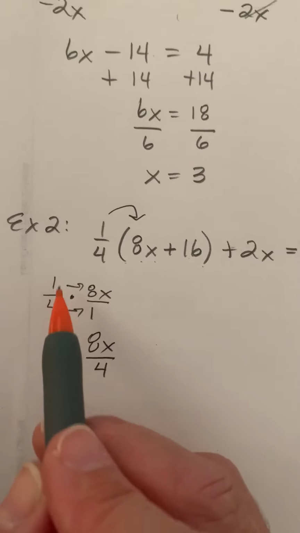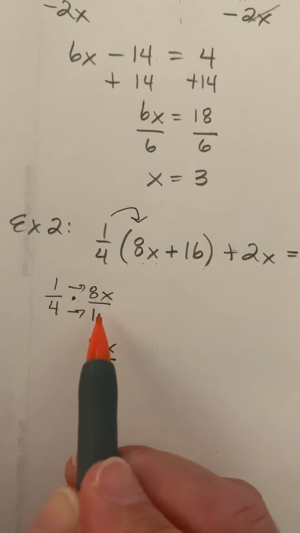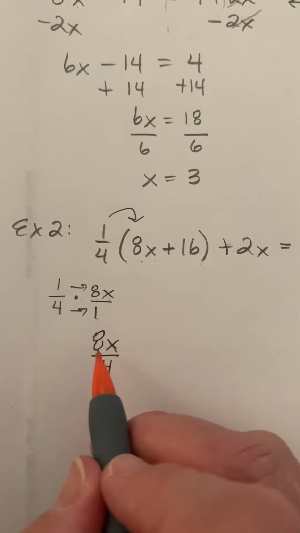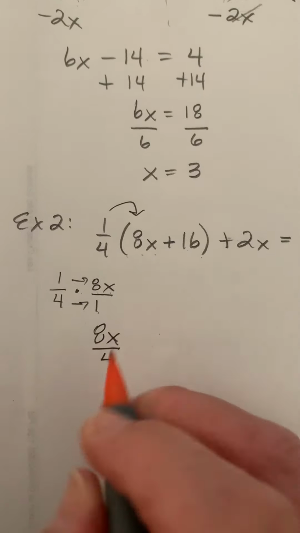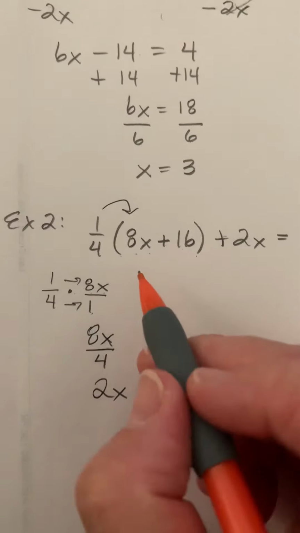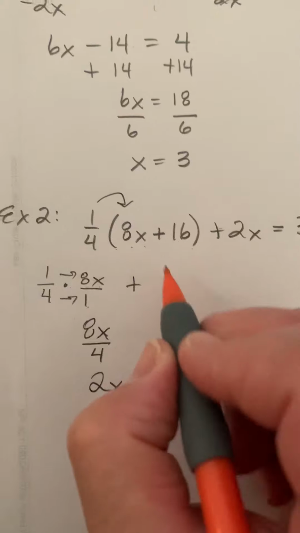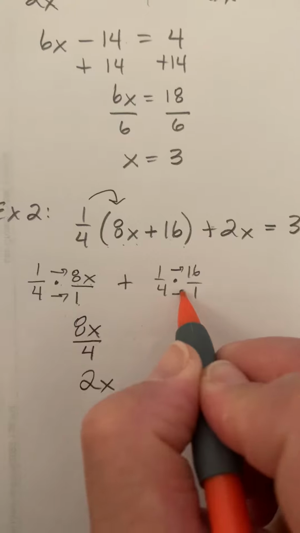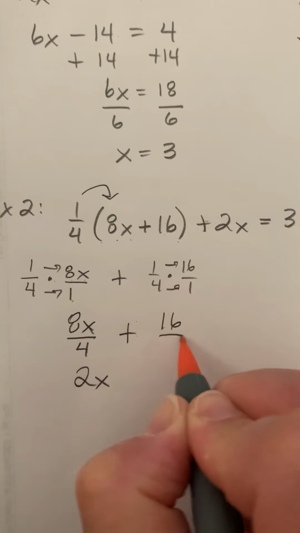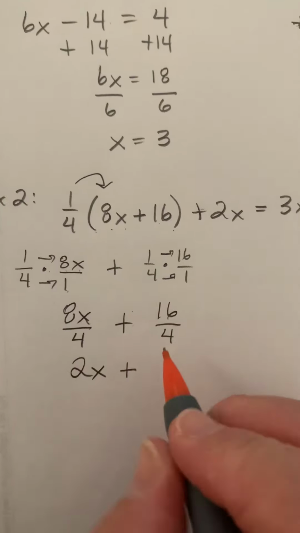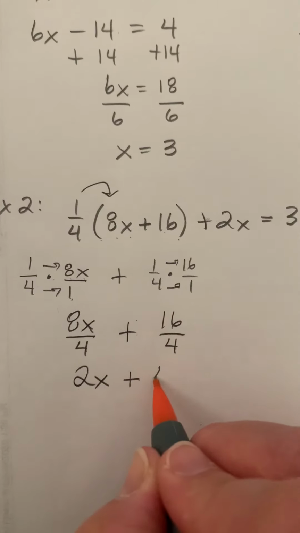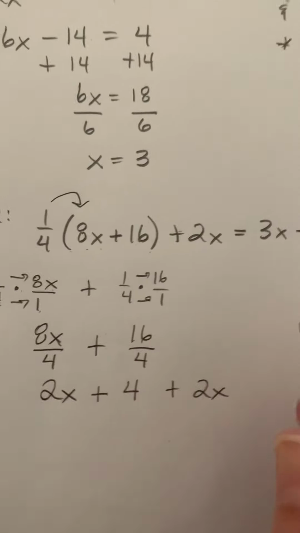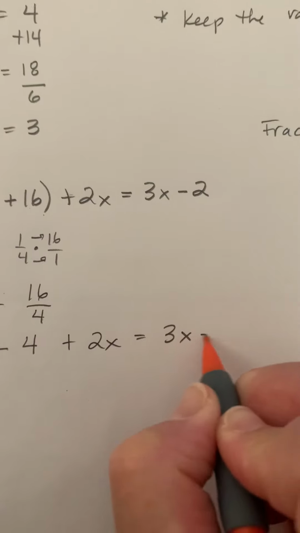Here's our explanation. 1/4 times 8x over 1, so we get 8x over 4. And so we're really dividing 8 by 4, which gives us 2x. And so let's do the same thing here. So it's plus, and that's really 1/4 times 16 over 1. We multiply across, and that's going to give us 16 over 4, which is 16 divided by 4, which gives us 4. And we bring it down, plus 2x equals 3x minus 2.